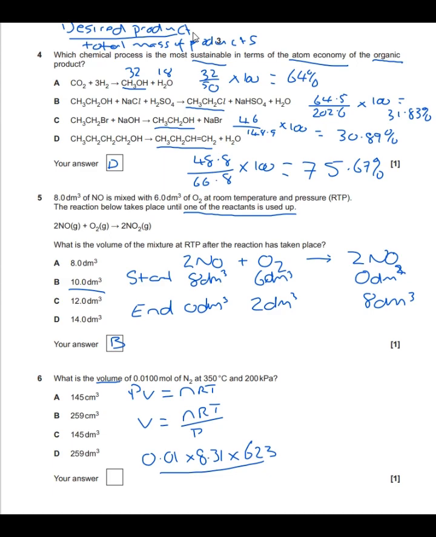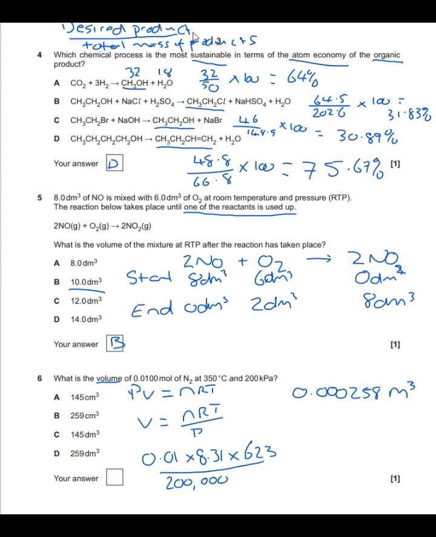And our pressure is in kilopascals. I'm going to put it into pascals. So to go from kilopascals to pascals, we times the pressure by 1,000. So 200 times 1,000 would give a pressure of 200,000 pascals. And if we were to put that into the calculator, we get an answer of 0.000258, and our answer is in meters cubed.